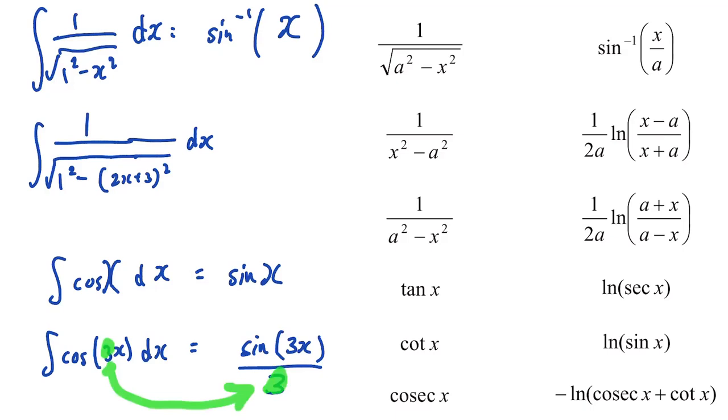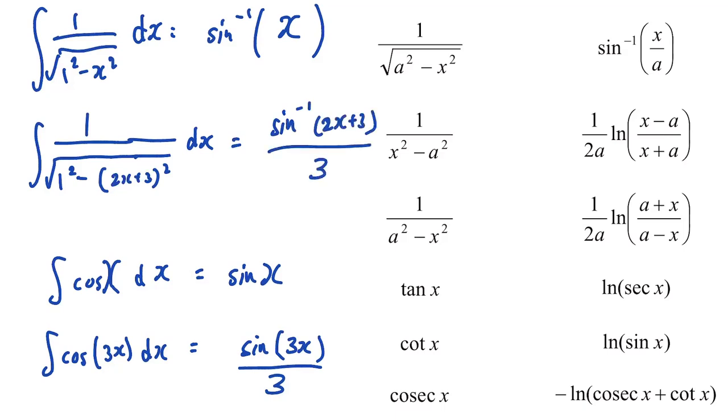So over here, if I have an x replaced with a linear expression 2x plus 3, I also need to introduce the extra divide by 3. So it's just sine inverse of, copy down the expression 2x plus 3, then divide by the derivative of the linear expression. It's just the gradient here, 2. Right, mx plus c, the gradient m.